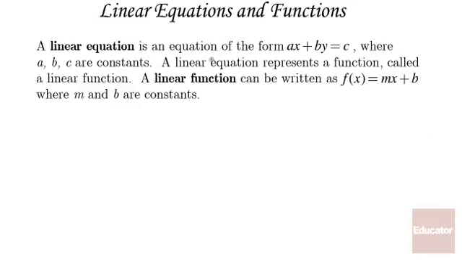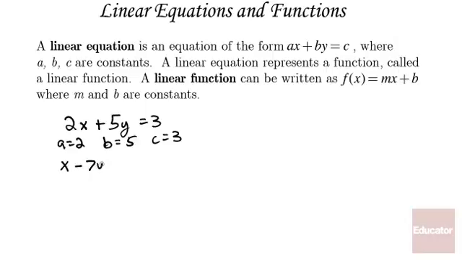So a linear equation is an equation of the form ax plus by equals c, where a, b, and c are constants. For example, 2x plus 5y equals 3, and here a equals 2, b equals 5, and c equals 3. Another example could be x minus 7y equals 4.